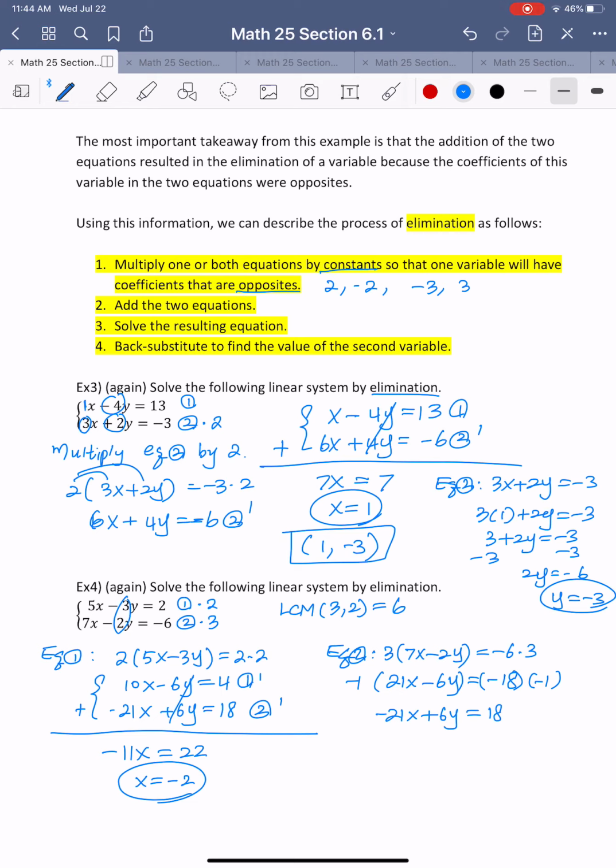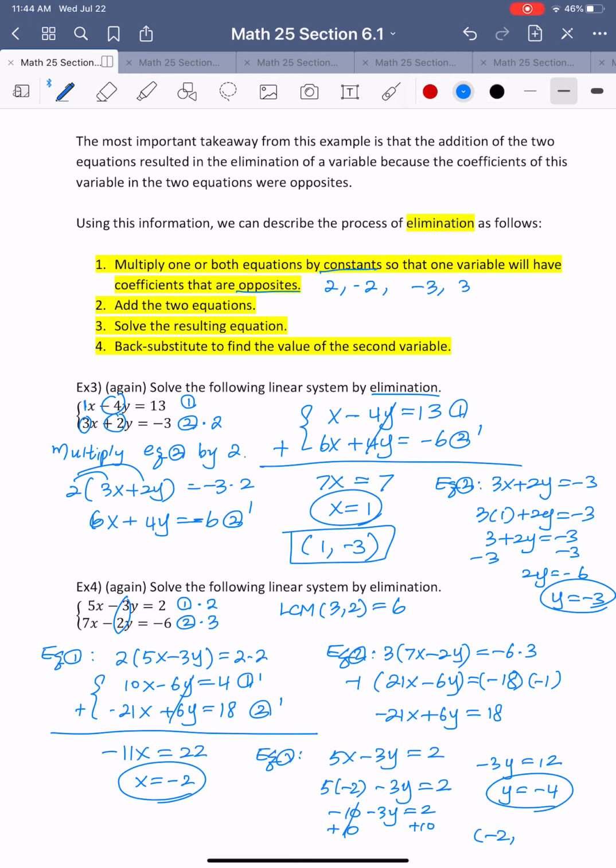And then in order to find the y value, you can use any equation you want. So let me use equation 1 this time. So I got 5x minus 3y equal to 2. X is negative 2 now. Negative 10 minus 3y equal to 2. Add 10 to both sides. Negative 3y equal to 12. If we divide by negative 3 on both sides, y equal to negative 4. So the solution is negative 2 and negative 4.